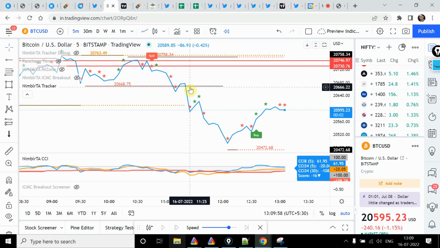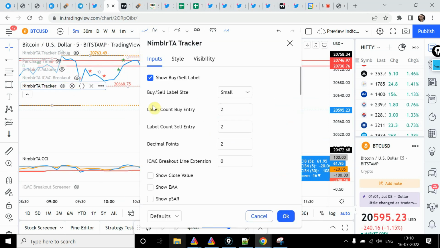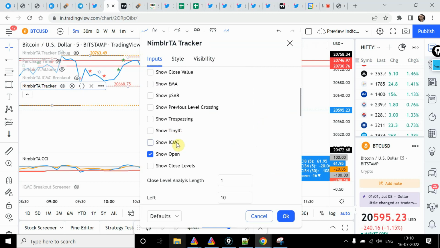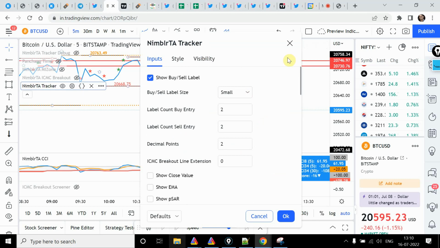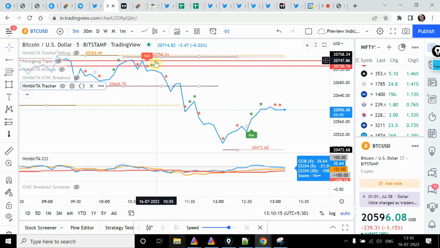You can screen that based on various other parameters. So now, for example, if at this moment you would like to see where the ICMC breakout is happening or tiny IC, you can enable that. Zigzags are there. So multiple things have been coded in, and those are analyzed before giving. This is just simple buy and simple sell.